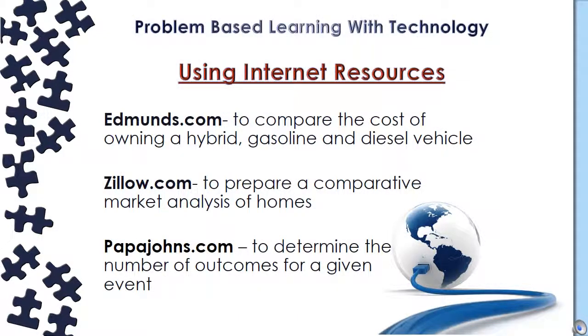For our video project, we chose to focus on 3 websites that you could use in your mathematical class. The first, Edmunds.com, was to compare the cost of owning a hybrid, gasoline, and diesel vehicle. The second, Zillow.com, was to prepare a comparative market analysis of homes. And the third, PapaJohns.com, was used to determine the number of outcomes for a given event.